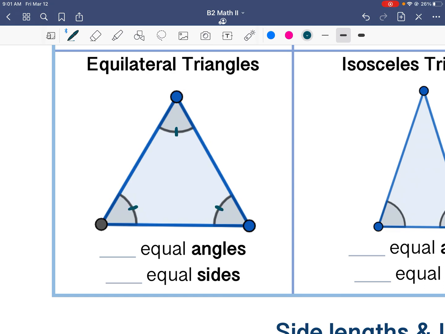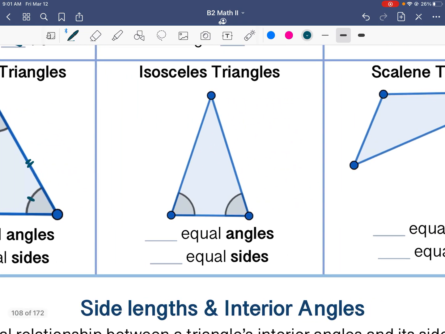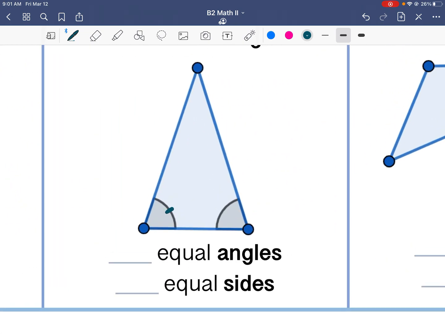Equilateral triangles. Equilateral triangles are lovely, like perfect triangles. All of their angles are the same, and also all of their sides are the same. All equal angles and all equal sides. We love equilateral triangles, they're lovely. Isosceles triangles are triangles where two of the angles are the same, and so are two of the sides. The third angle and the third side are not equal.